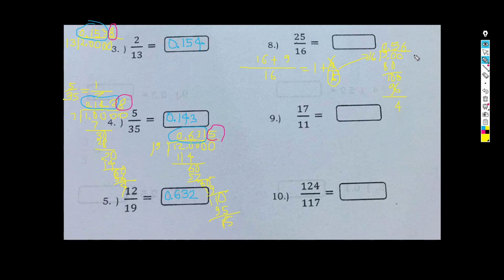This is 4, carry 0 here, that is 40 divided by 16, that is 2, that is 32, then 8, 0, 0. 80 divided by 16 is just 5 times 16, that is 80. No more remainder. 80 minus 80 equals 0.